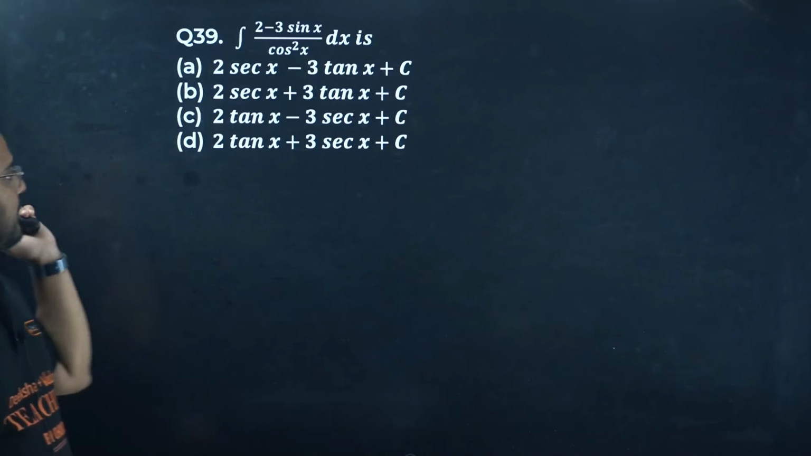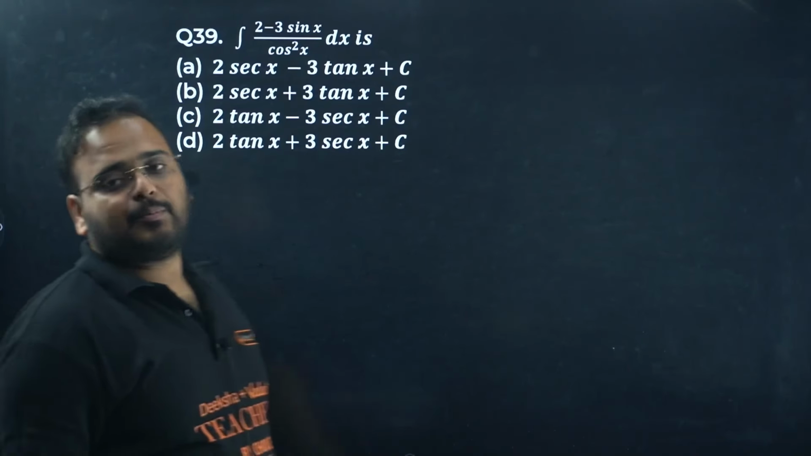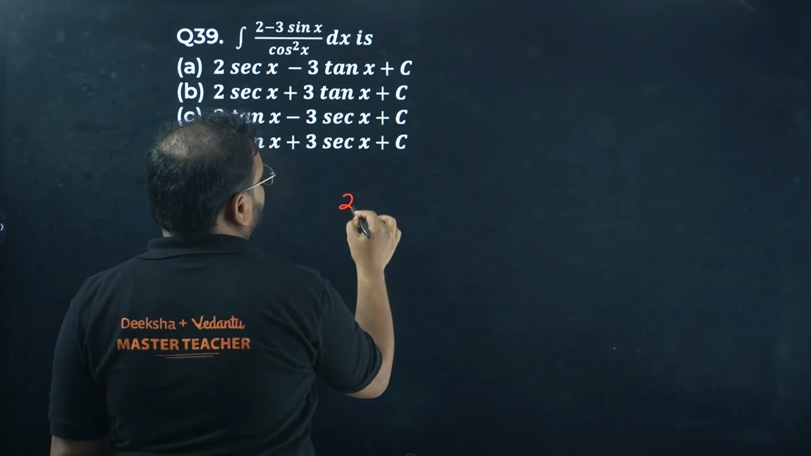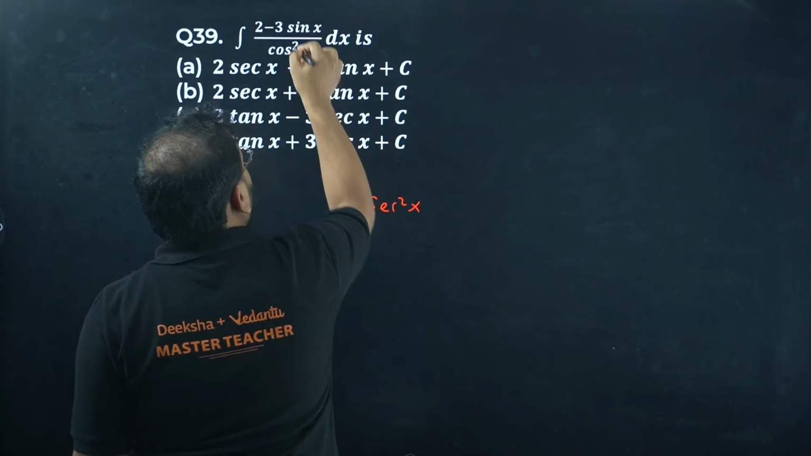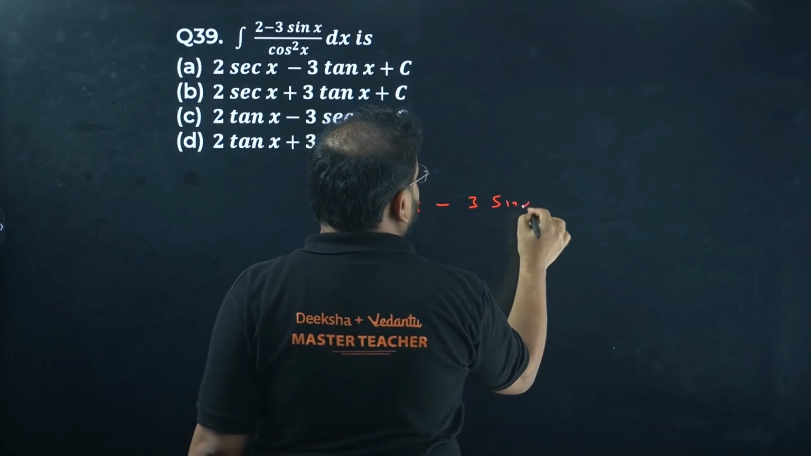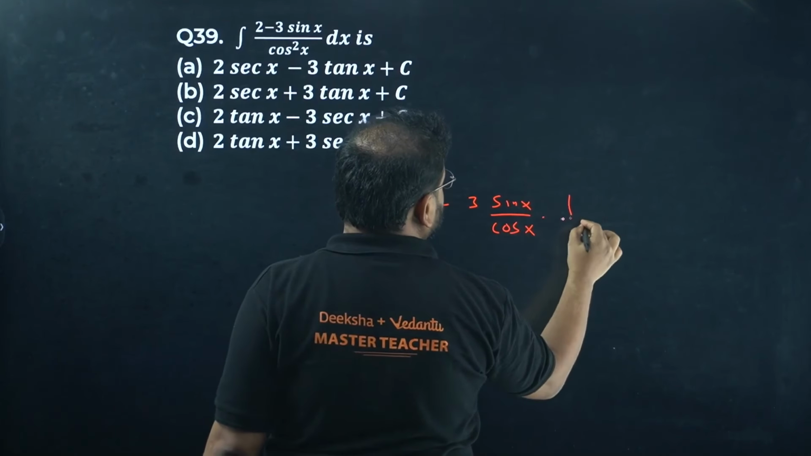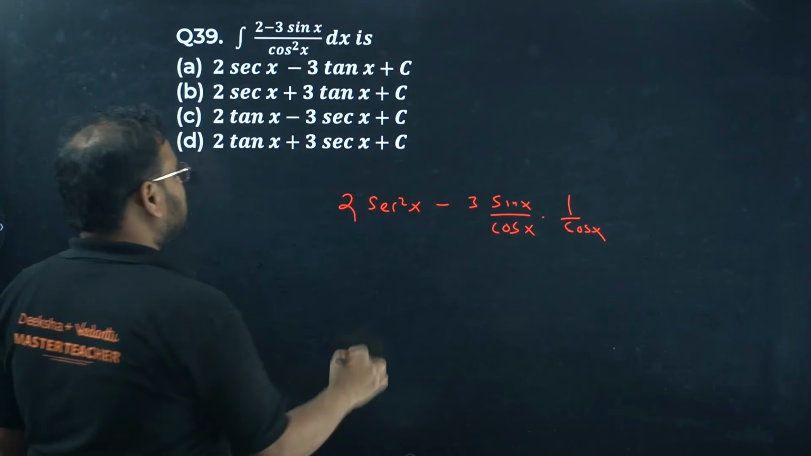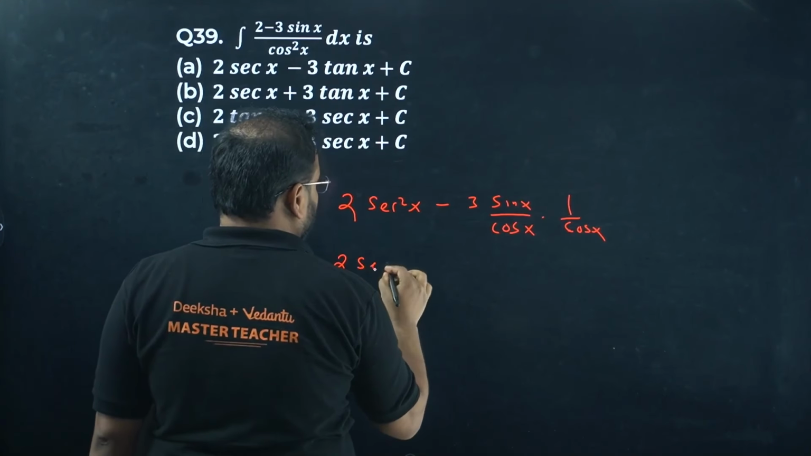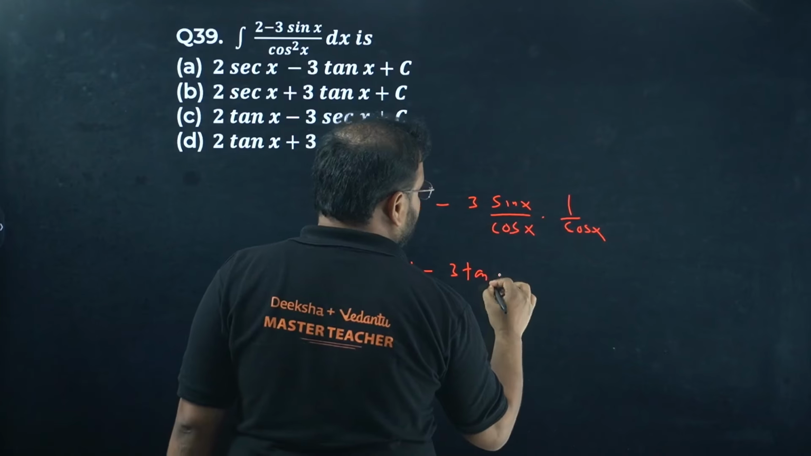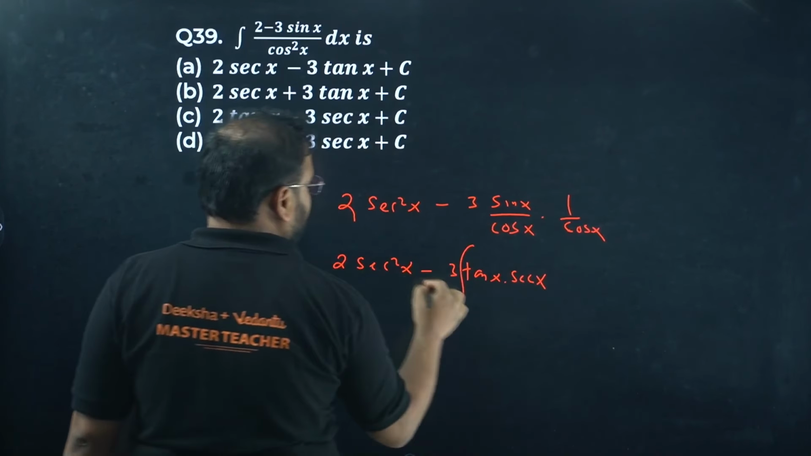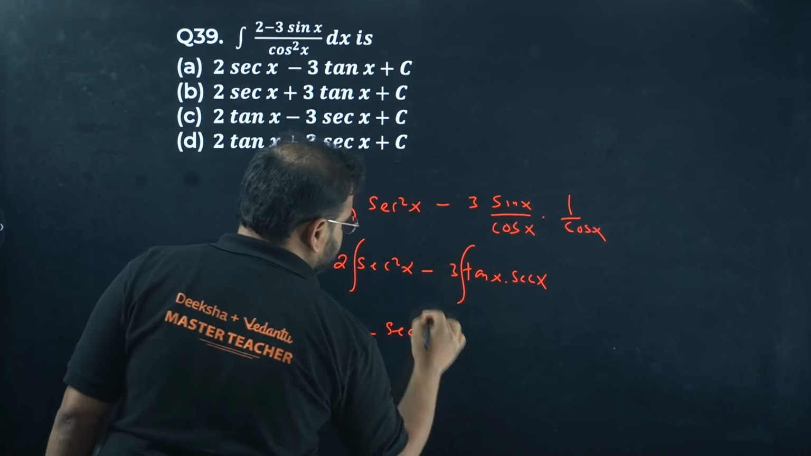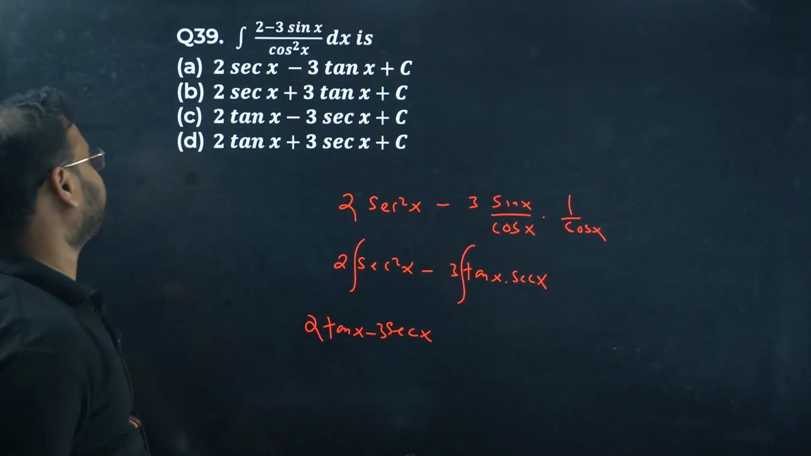Okay, done. 2 minus 3 sin x upon cos square. Again, simple straightforward formula question. Separate it over the numerator. 2 upon cos square will become 2 secant square x, minus 3 sin x by cos square, which is sin by cos and 1 by cos. Integrate now: 2 secant square x minus 3 tan x into secant x. This will become 2 tan x minus 3 secant x plus c, of course.